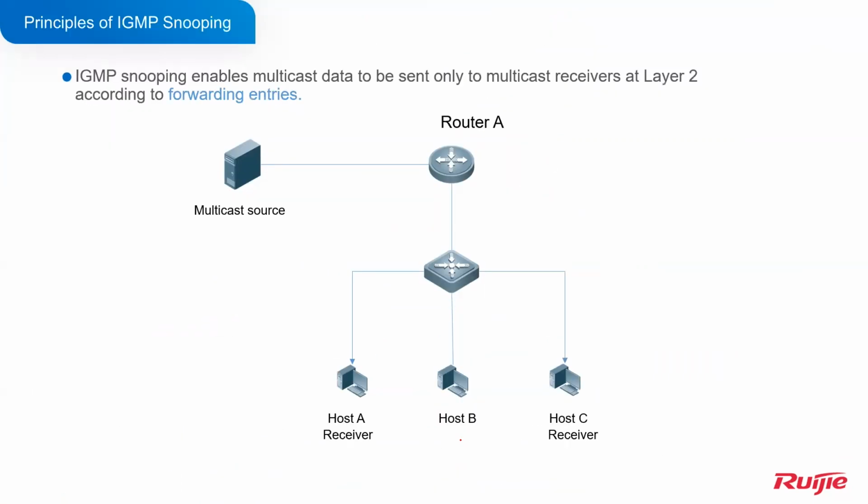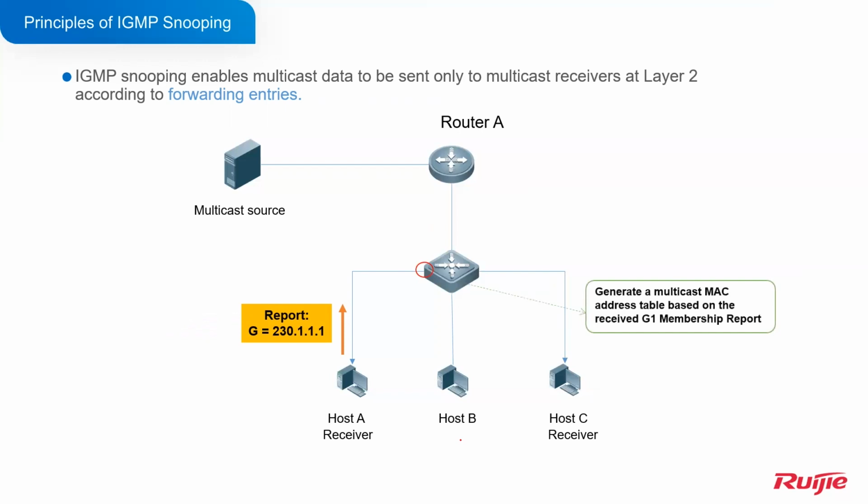So to solve this problem, we should have a solution, which is IGMP snooping. IGMP snooping enables multicast data to be sent only to multicast receivers at layer 2 according to forwarding entries. Let's see how it works. Once the switch receives the report from the host, it will record it. For example, after receiving the report from host A, the switch generates a multicast MAC address table based on the received G1 membership report. You can see it like this. And then it will forward it to the router.